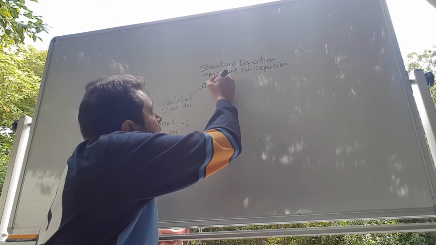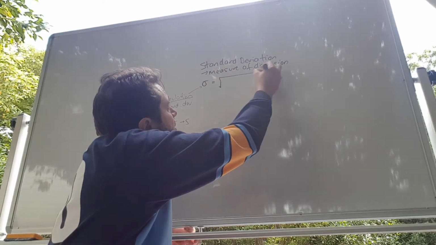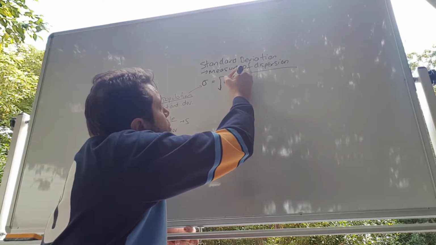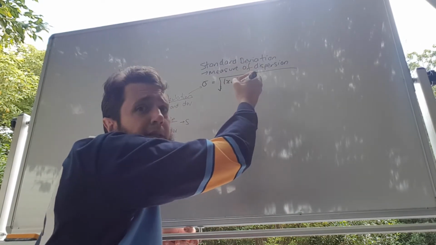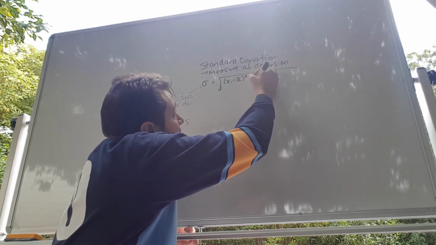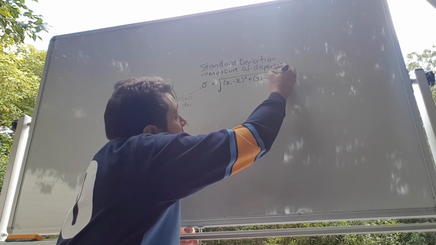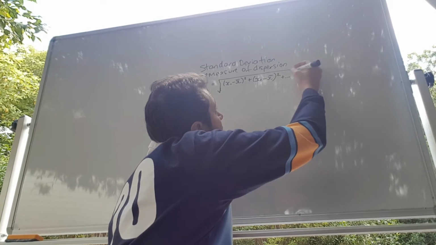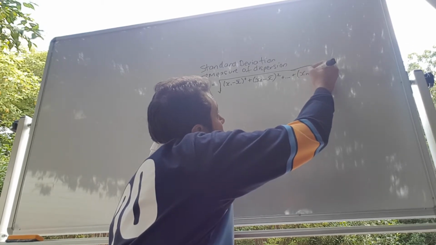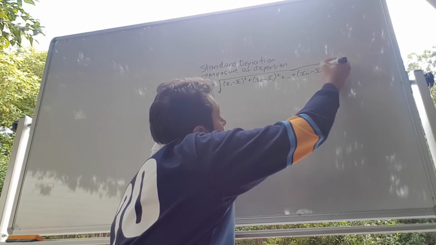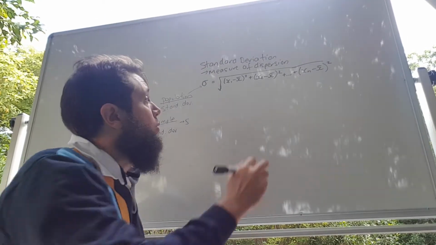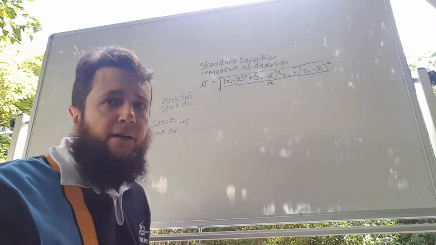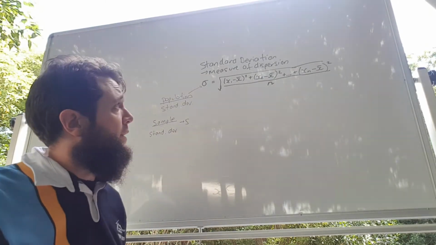So the formula given in your text, hideous looking thing, looks a little like this. (x1 take x bar) squared plus (x2 take x bar) squared plus however many values you have after that, plus (xn take x bar) squared. So all over n.